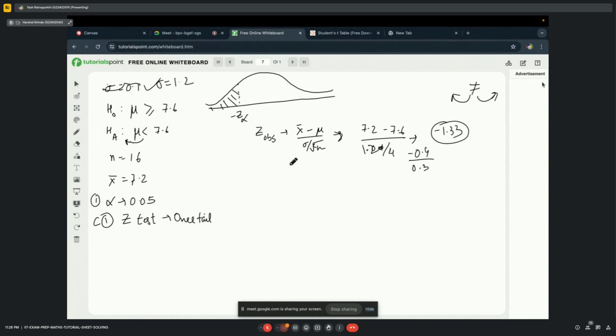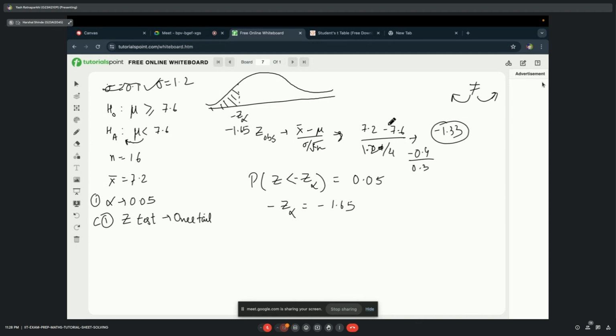Okay. So, what will be my critical point? Alpha is equal to 0.05, ma'am, not 0.025. Alpha will not be divided. And this is minus Z alpha, right? So, what will be my Z alpha? It will be 1.65. And minus Z alpha will be minus 1.65. So this point came out to be minus 1.65.